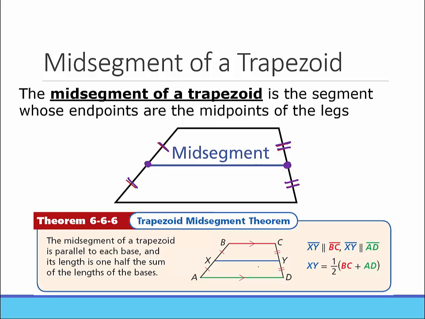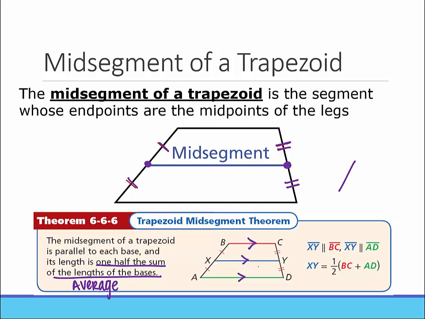So then we have a theorem. The midsegment of a trapezoid is parallel to each base. So BC, XY, and AD are all parallel. And its length is 1/2 the sum of the lengths of the bases. So this right here is just telling us basically it's the average of the lengths of the bases.